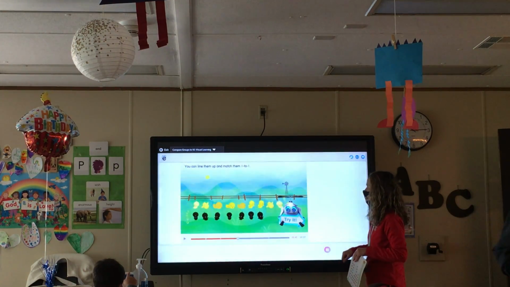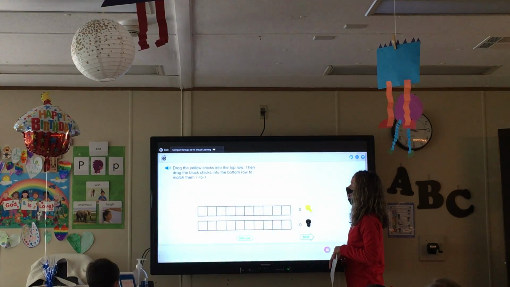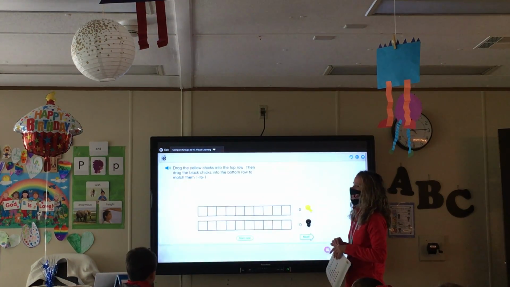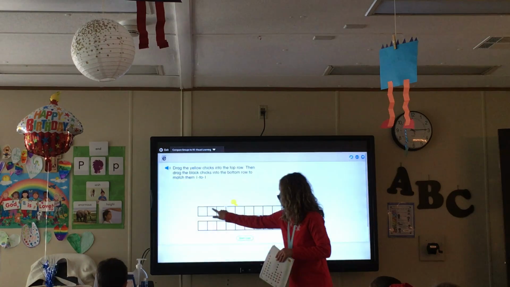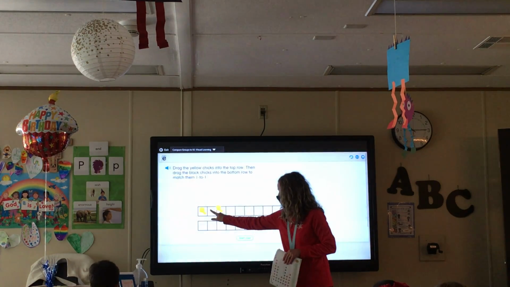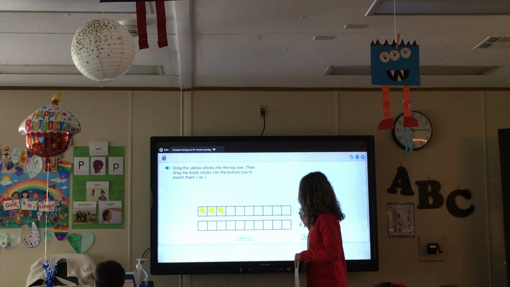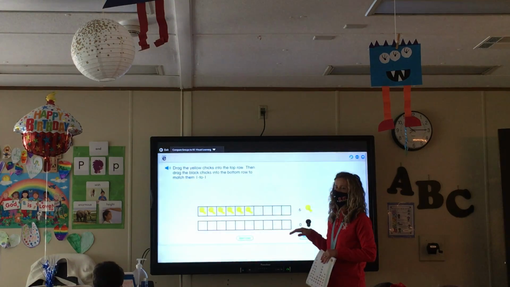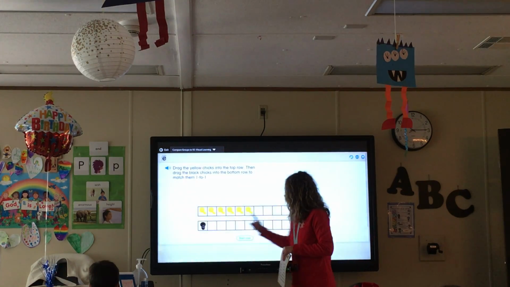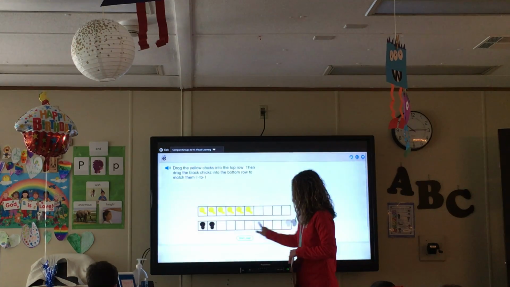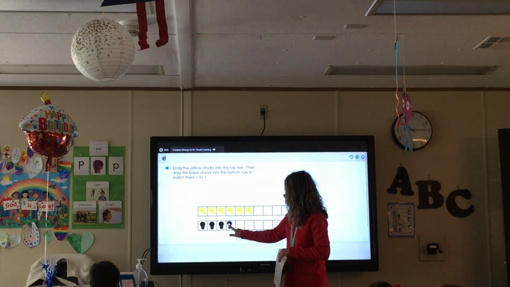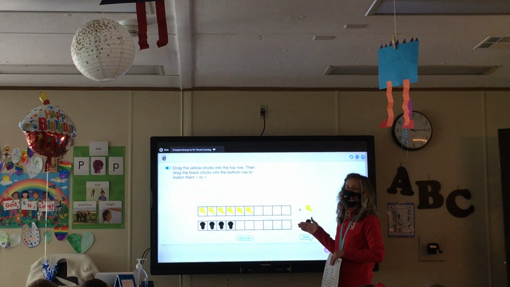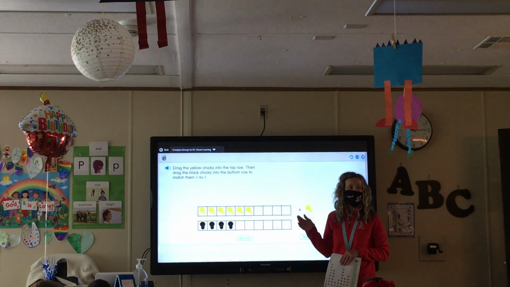Okay, so let's see what our little activity is here. It says drag the yellow chicks into the top row, then drag the black chicks into the bottom row to match them one to one. Okay, so we've got yellow. Ellison, I'm just going to stop there. And then I'm just going to do this. So let's say I had 6 and 4. Okay, just from looking at that, you know that there are more yellow or more black chicks.